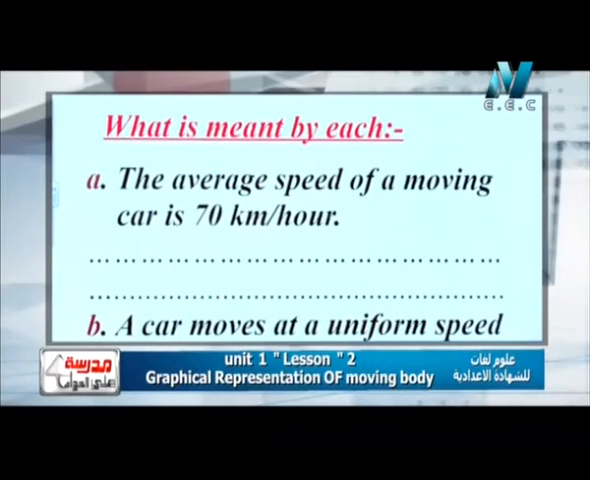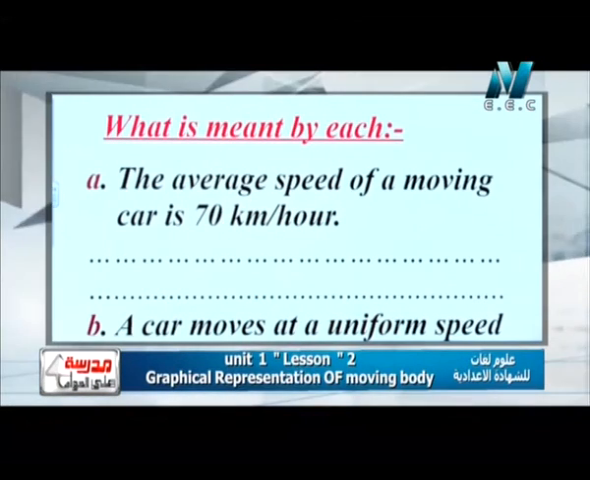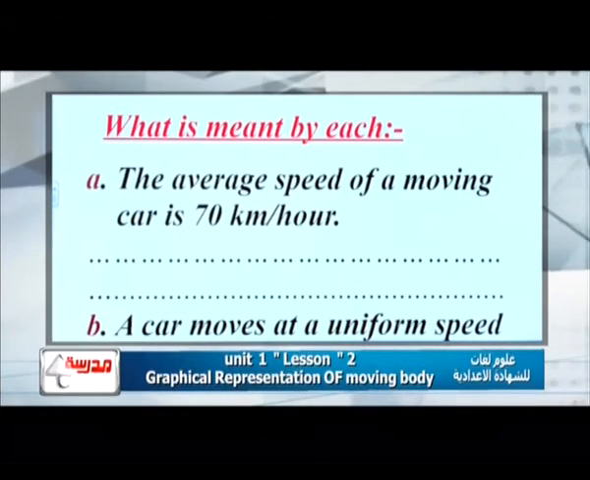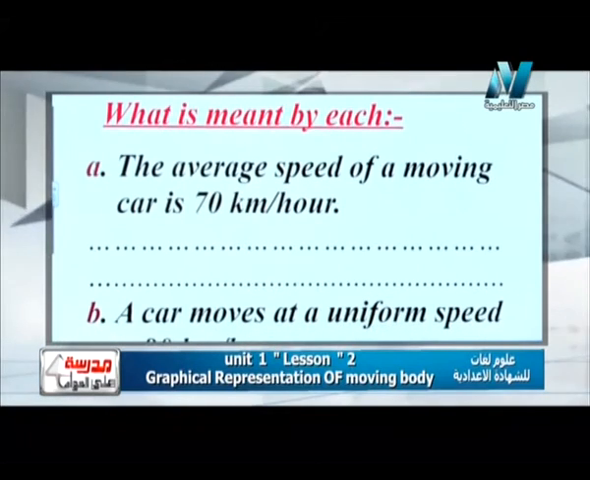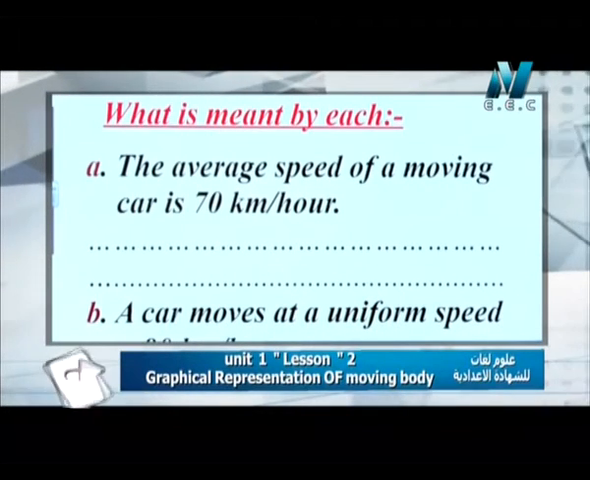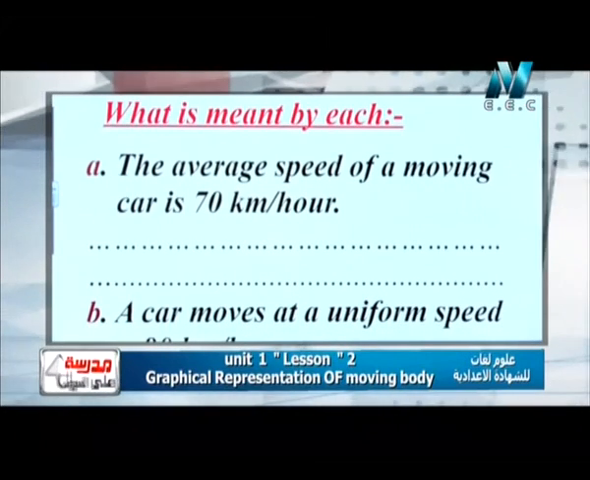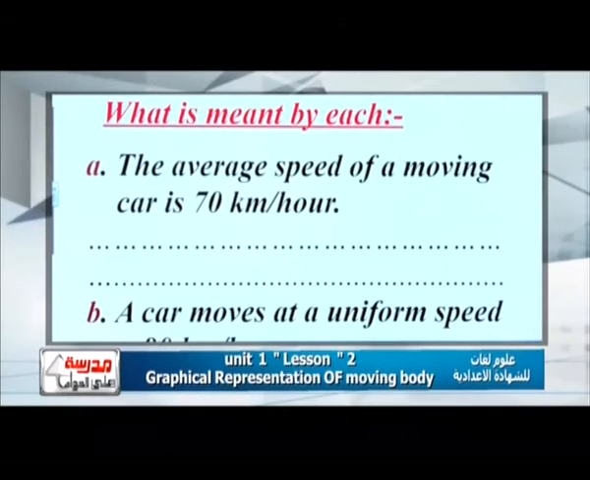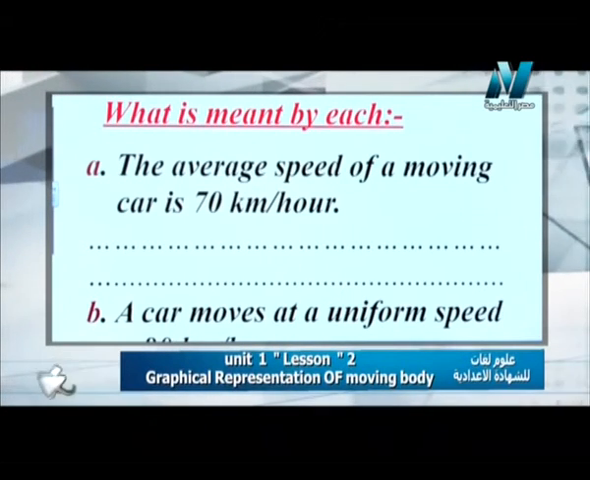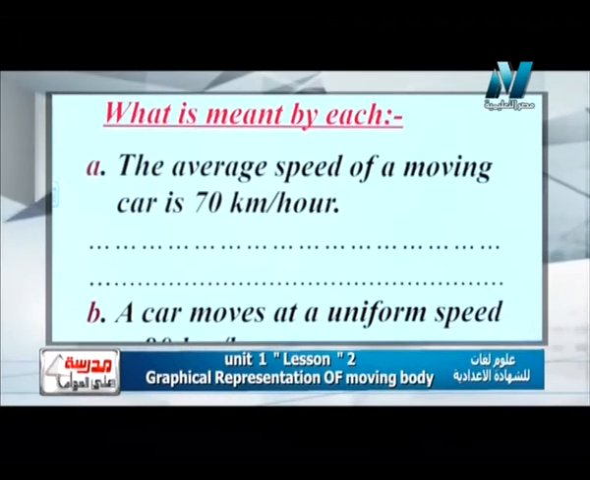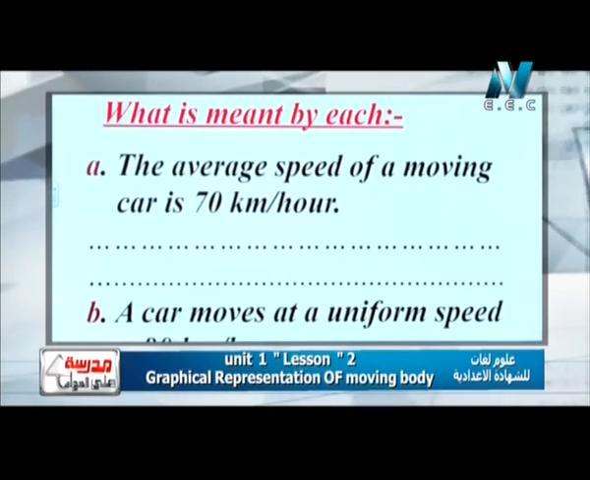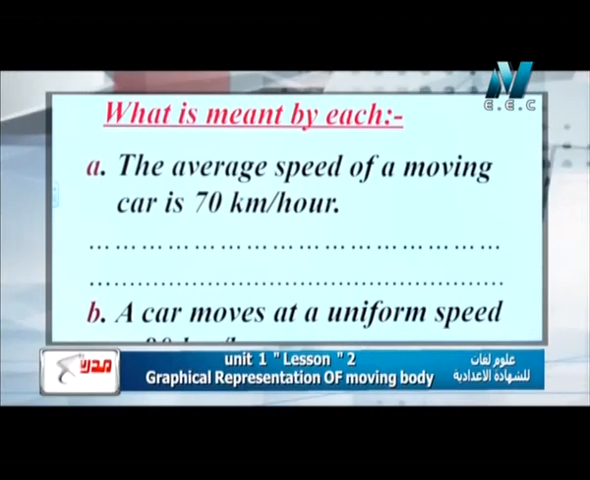Next question, what is meant by each of the following? The average speed of a moving car is 70 kilometers per hour. Here we talk about a definition, but we have a number. We should answer with a number. يعني we define average speed but with a number. How come? The question said average speed equals 70 kilometers per hour.